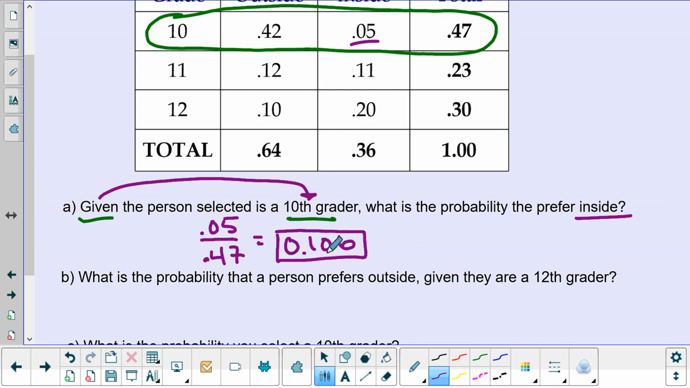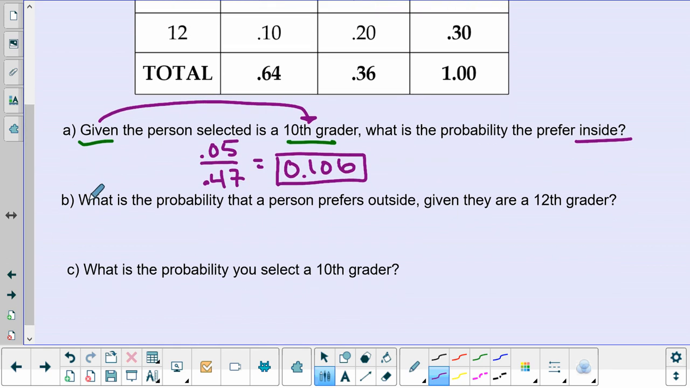So almost 11% of the sophomores prefer inside activities. What that means is then 89% of the sophomores prefer inside, or I'm sorry, I said that backwards. 11% of the sophomores prefer inside activities. That means 89% of the sophomores prefer outside activities. And if you took 0.42 out of 0.47, that's almost the total. Divide that, I bet you'd get about 0.89.